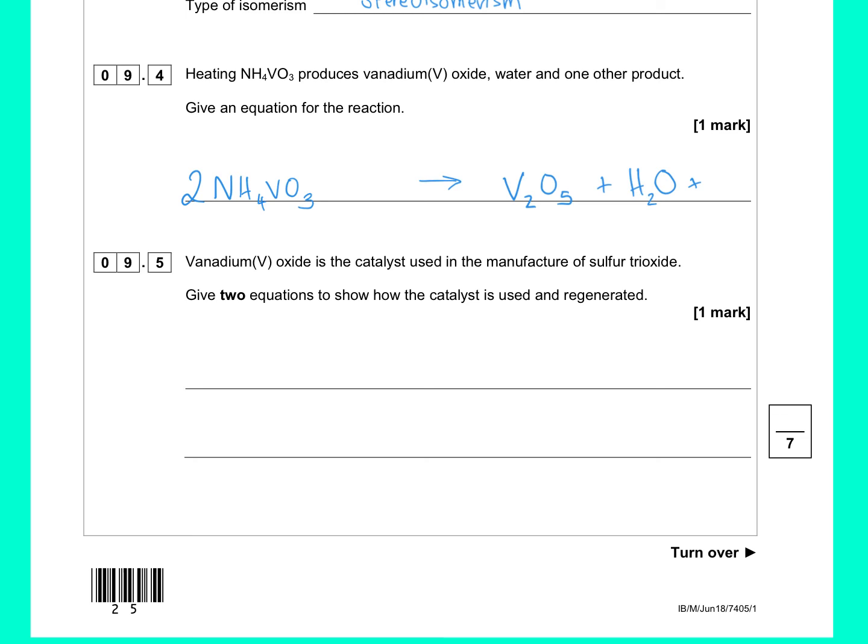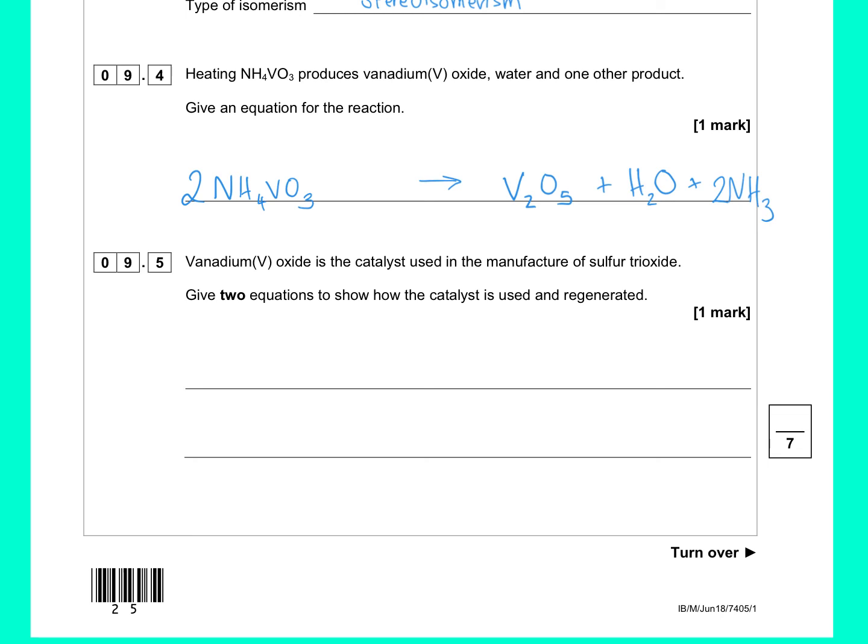That's going to give me 6 oxygens on that side, and I've got 6 oxygens in the products. There are 2 hydrogens in the products, and I'm going to have 8 hydrogens total, but I'm also going to have 2 more nitrogens. So I think the other product is going to be ammonia, NH3. And to get the right number of hydrogens, we're going to need 2 lots of ammonia.